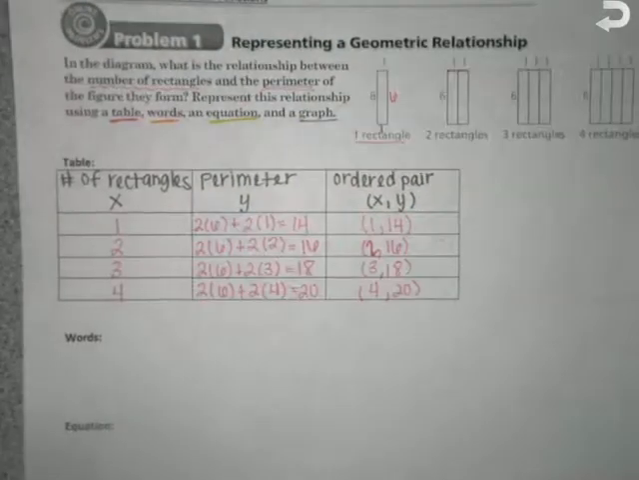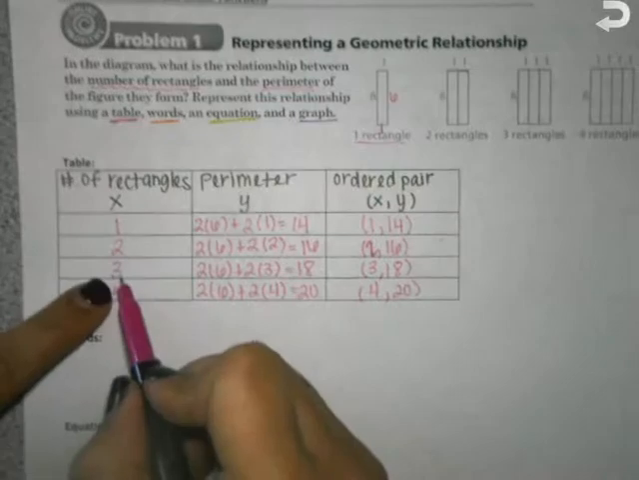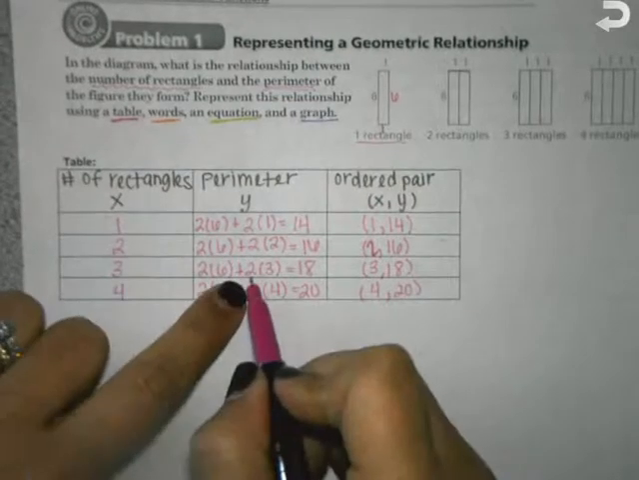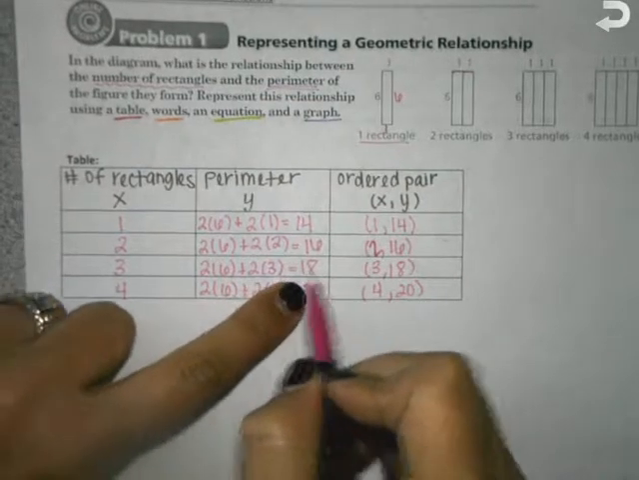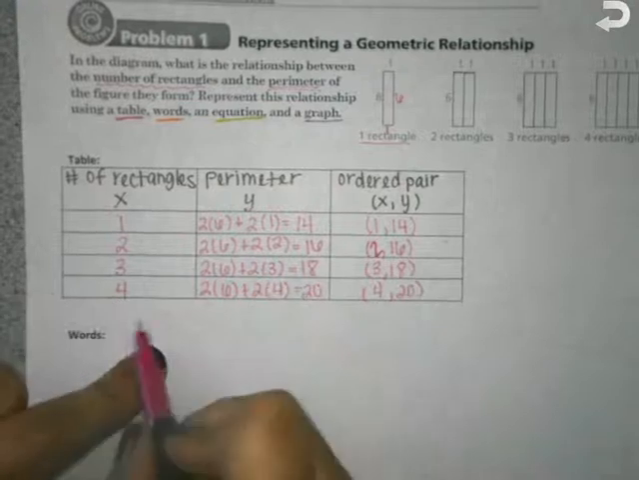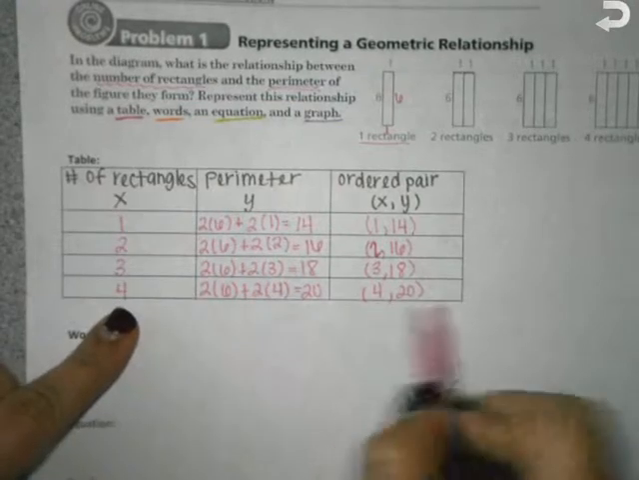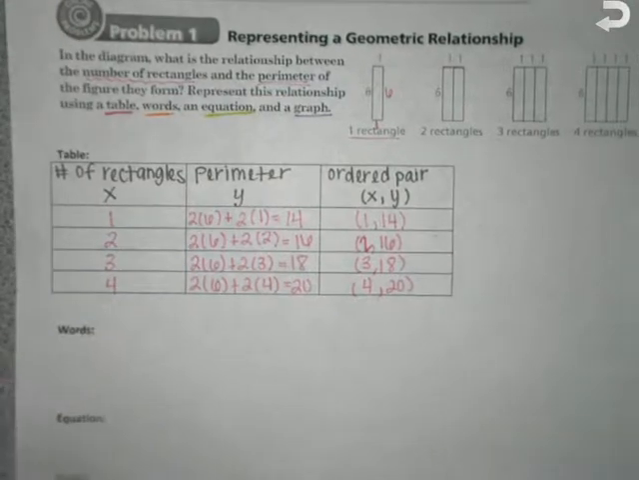So when we plug in 3 for the number of rectangles, that's 2 times 6 plus 2 times 3, right? That's 18, so we get 3, 18, and then with 4 rectangles, we get 20. So how can we explain what is going on in words? Will you please turn to your neighbor and explain to them in words what's going on?